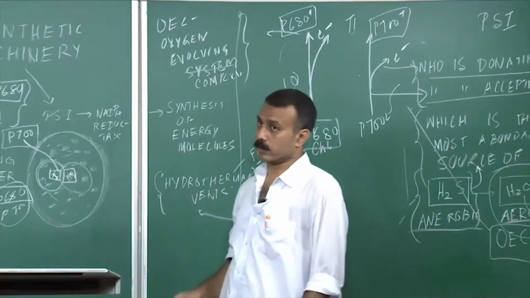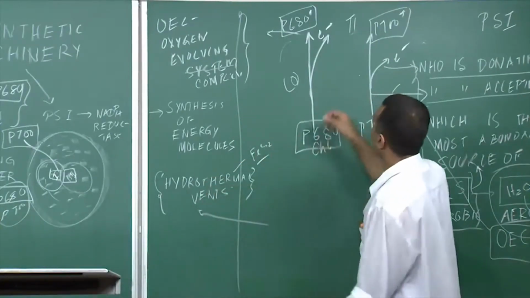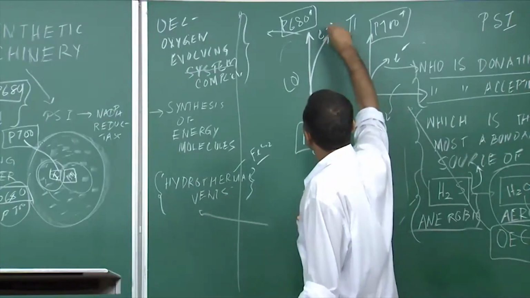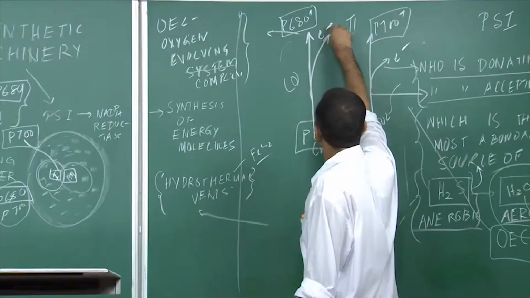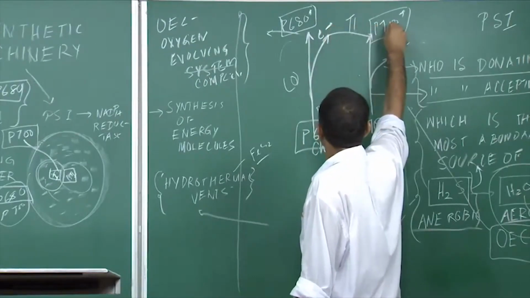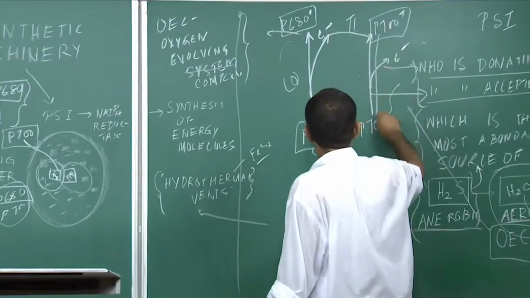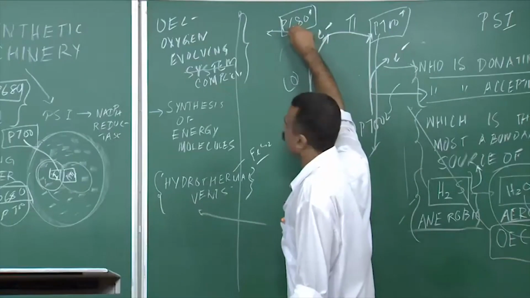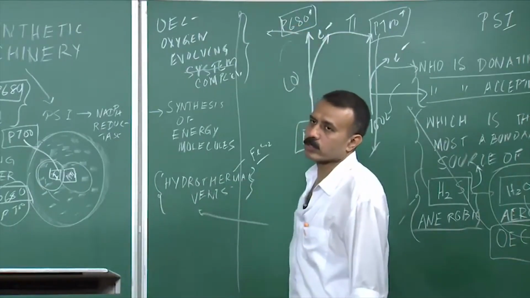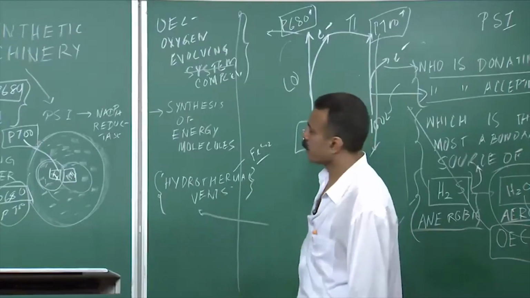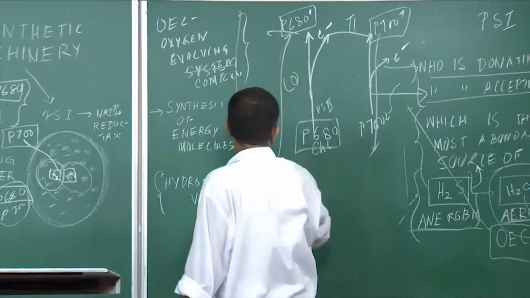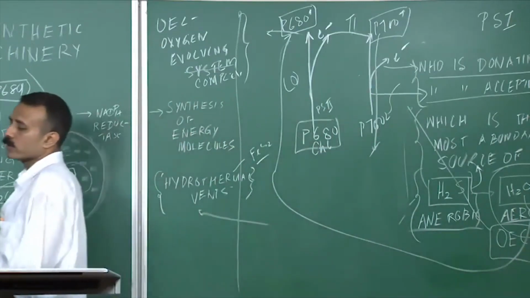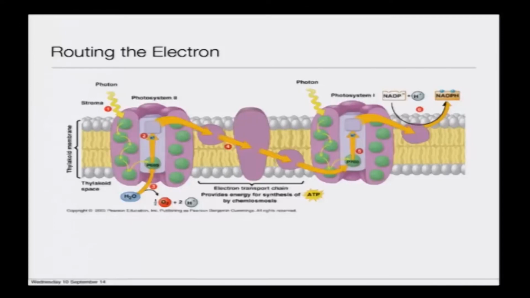Now, what happens in a nutshell, before then I will show you the whole process. From PS2, which is P680, the electron eventually brings this P700 free radical back to its reduced state, and this P680 asterisk, which is in an excess positive state, is supplied with an electron from water, which brings it back to its ground state. Now, coming back to the slide, if you look at it.